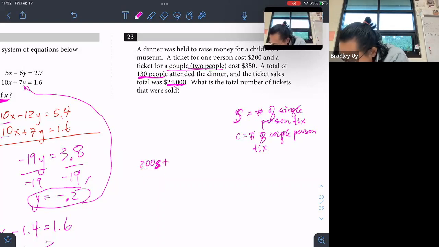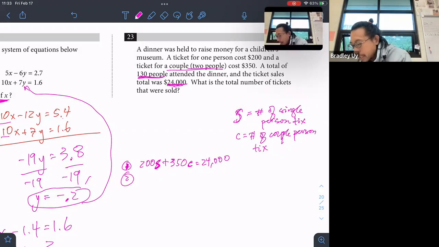Plus 350 times the number of couple tickets sold, that should give me the money brought in from selling couple tickets, and this will equal 24,000. But that's only one equation. That's the thing, guys. If I'm trying to solve a system of equations with 2 unknowns, and there are definitely 2 unknowns here, I need 2 equations, okay? So what is my second equation?